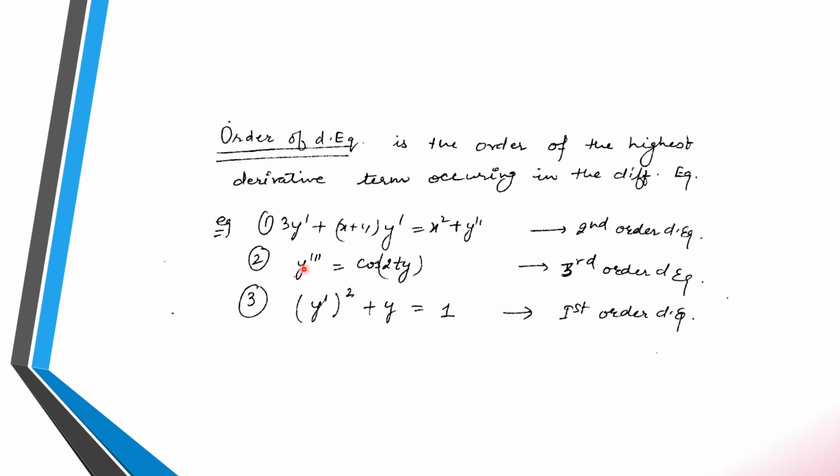If you see the second example, in this case we have the third derivative as the highest derivative, so this equation is a third order differential equation. In the third example, we have the first derivative as the highest derivative, so this is a first order differential equation.